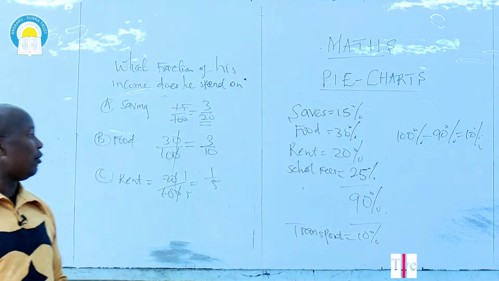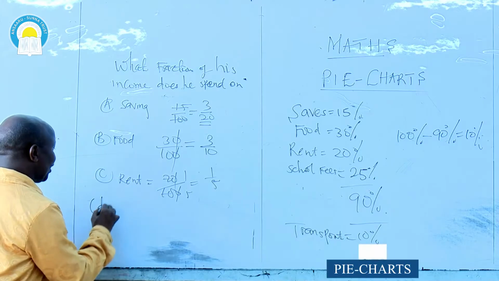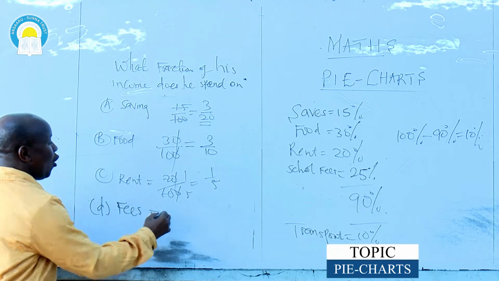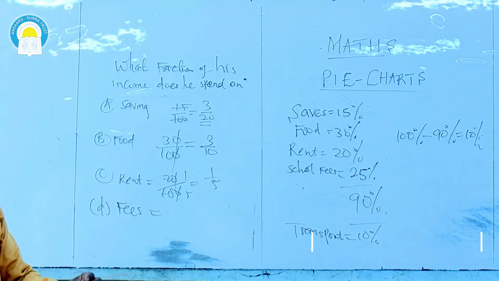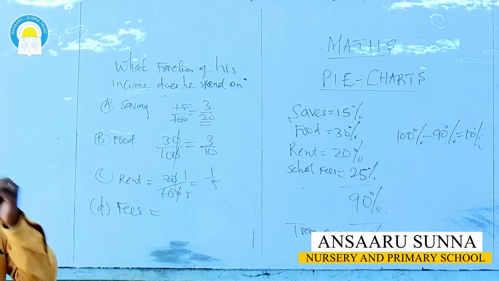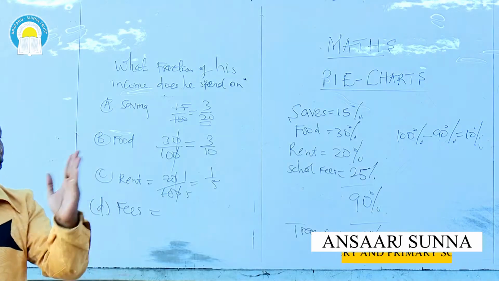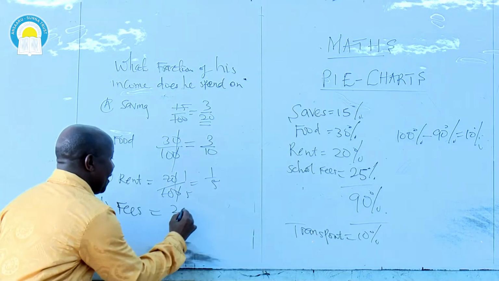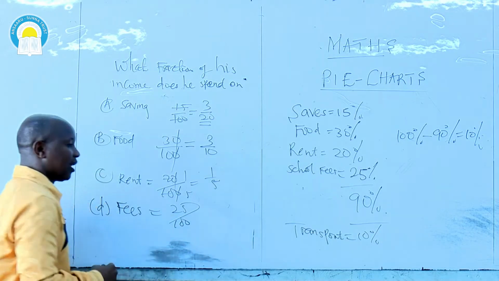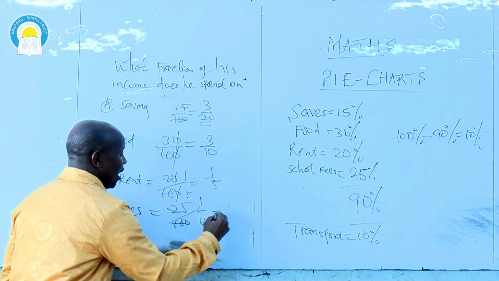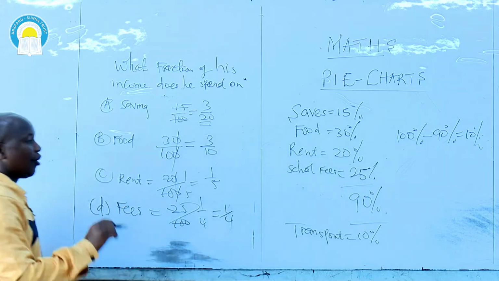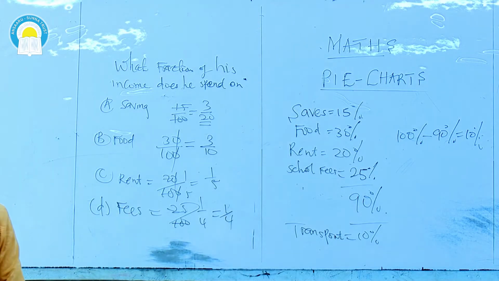The next one now is school fees. What fraction does he spend on school fees? When you look at my question there, school fees is only 25%. 25 out of 100. You have to simplify this by 25. By 25 will go 1 time, by 25 will go 4 times. This one is only a quarter. So the fraction of school fees is only a quarter.